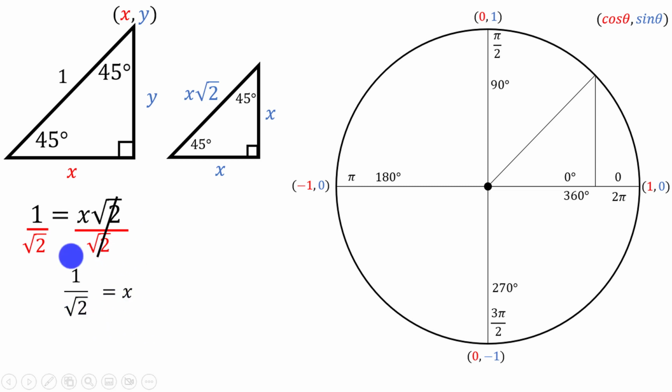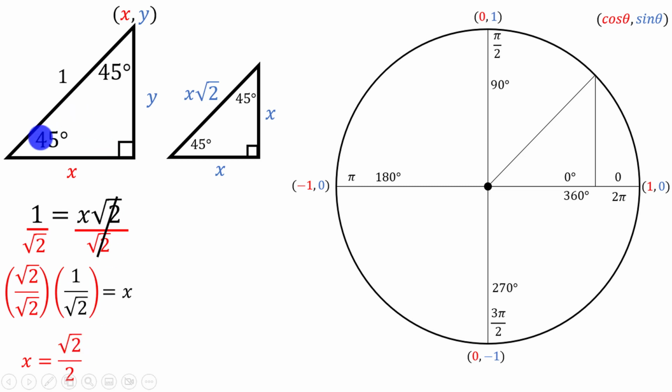Now this is considered to be an improper form. We would prefer not to have a square root in the denominator. So the way we can fix this is to multiply by the square root of 2 divided by itself. This is what we call rationalizing the denominator. On the numerator, we will have the square root of 2, and the square root of 2 times the square root of 2 in the denominator will just simplify to 2. So therefore our x, or our base of the triangle, is equal to square root 2 over 2.